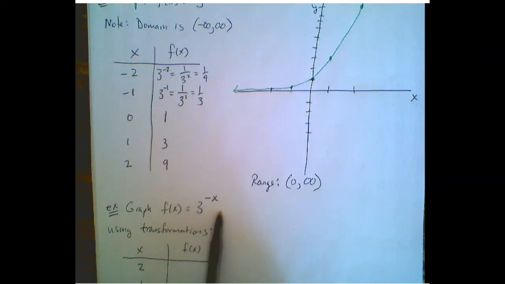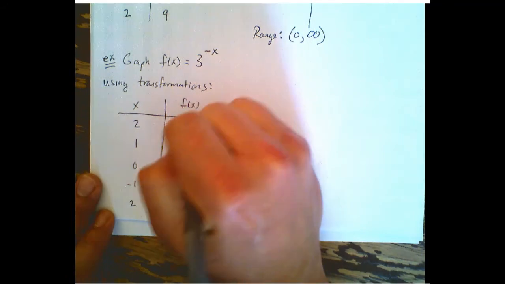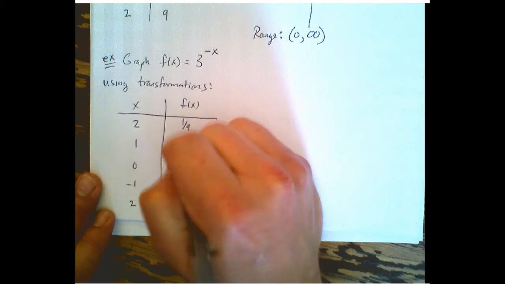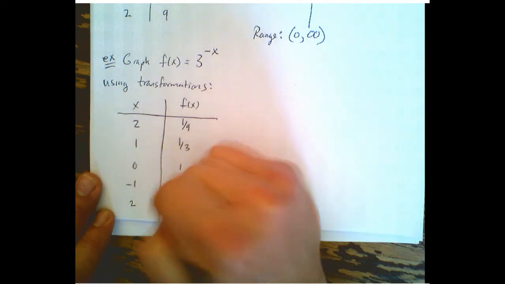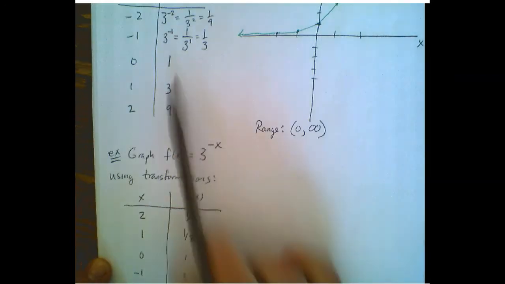And we have done nothing to the y's. There's no number multiplying out front. There's no addition over here for a vertical shift. So we're going to change our x's but leave all of our y's the same. So here we'll have a 9th. Here we'll have 3rd, 1, 3, and 9th. Those just come from the parent function here, right?